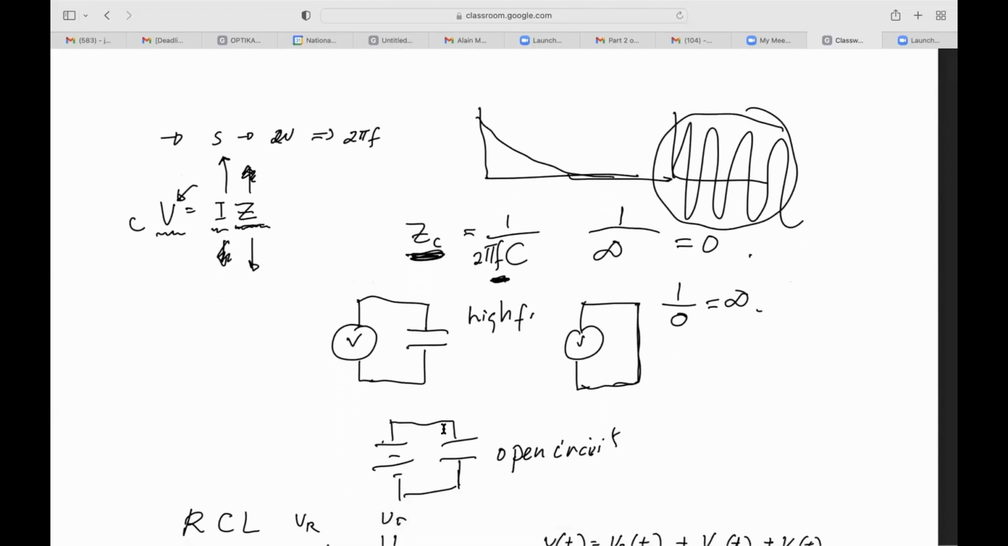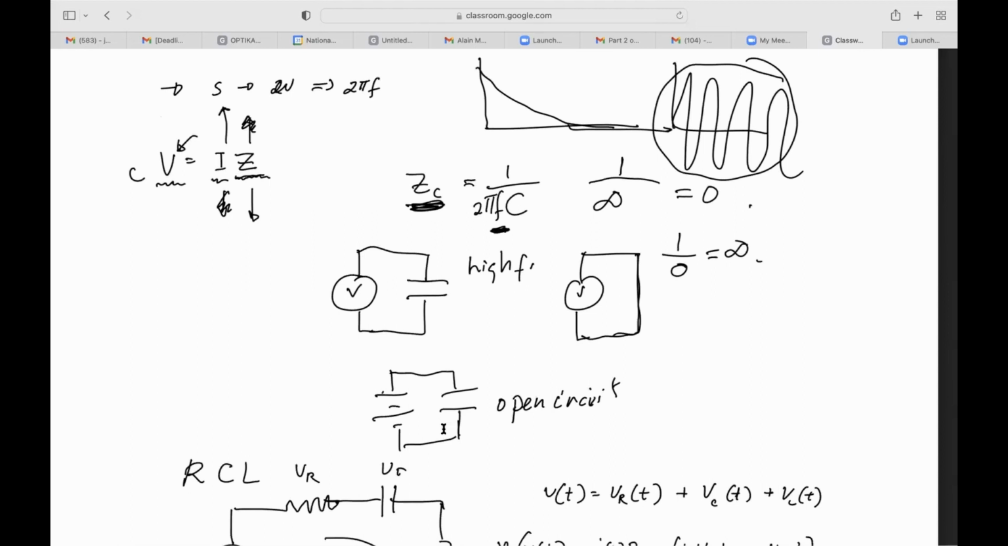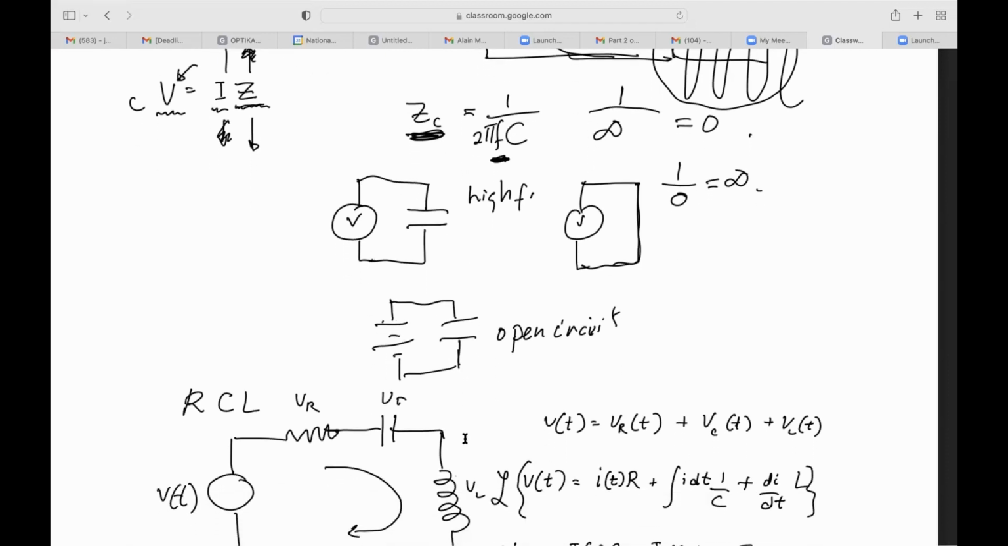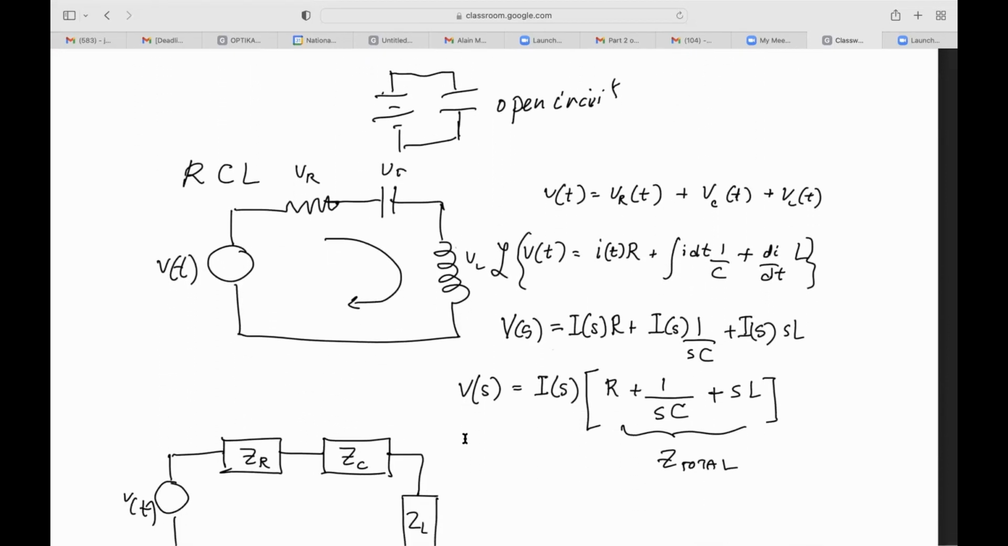Again, impedance is a frequency-dependent resistance. But with DC, DC is zero frequency, right? Plug the zero in here. Okay? 1 over 0 is infinite, right? When 1 over 0 equals infinite, it means an open circuit. Nothing will flow through here. Okay?